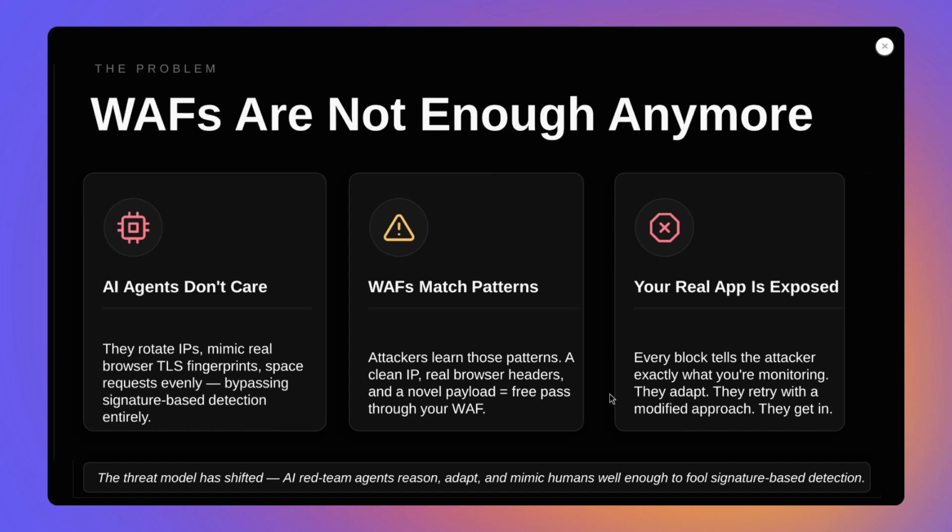WAFs just act as: if a malicious request is sent, just block it. It's not going to stop AI agents from bypassing those functionalities. And once it is bypassed, the real application is exposed. If there are weak controls, the vulnerability gets exploited. So the current threat model has shifted. AI penetration testing and human mimicking is the obvious thing now, and it adapts and mimics a human in the browser and fools the signature-based detections.